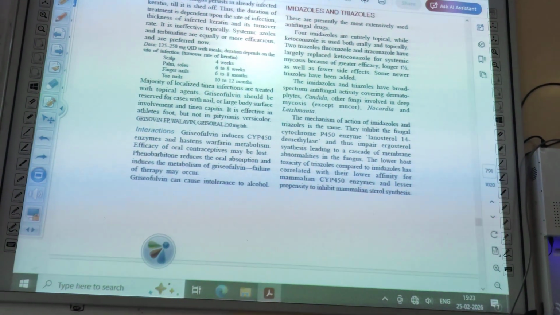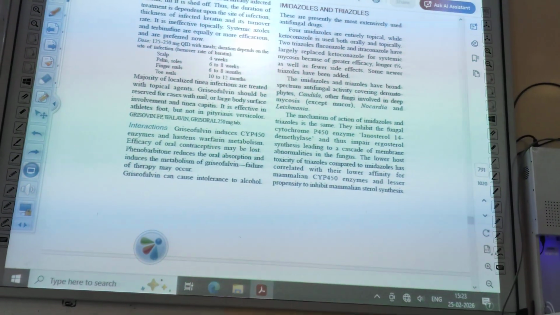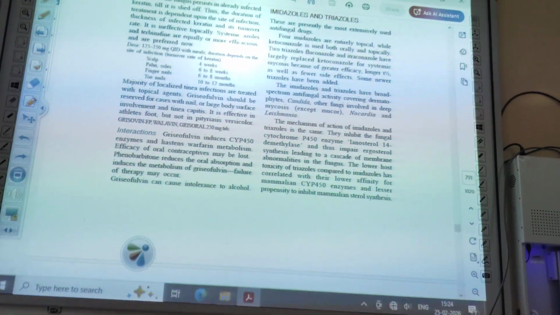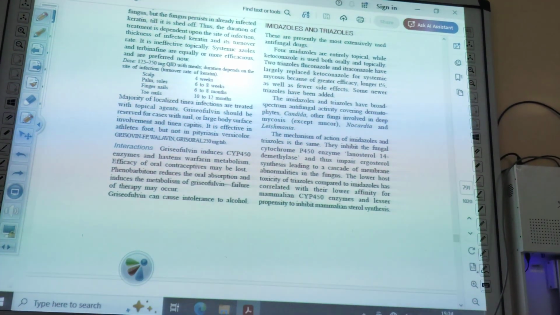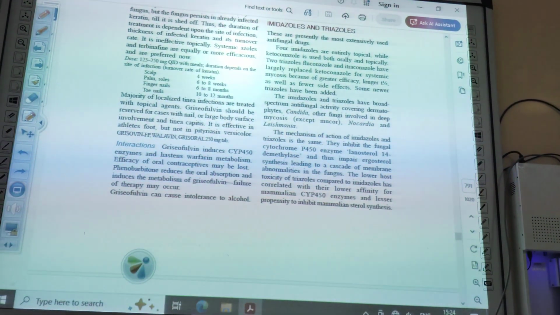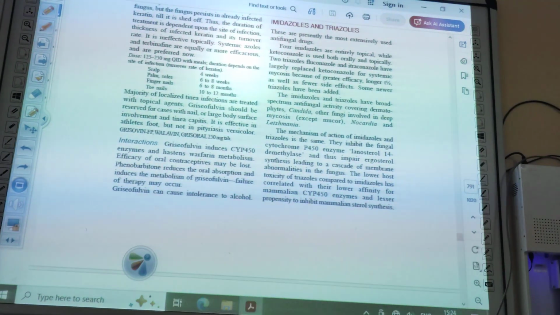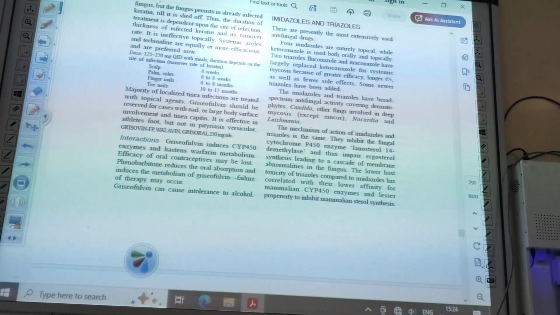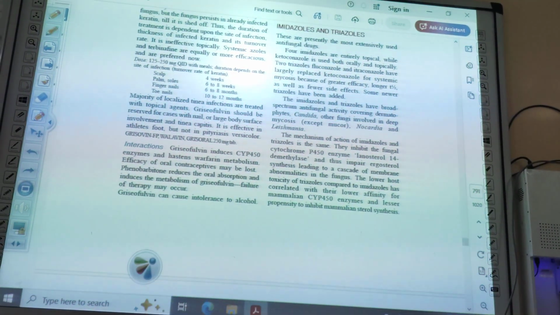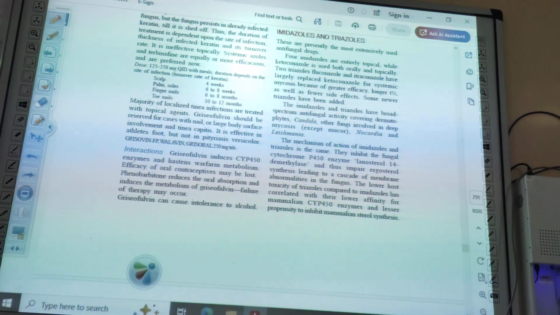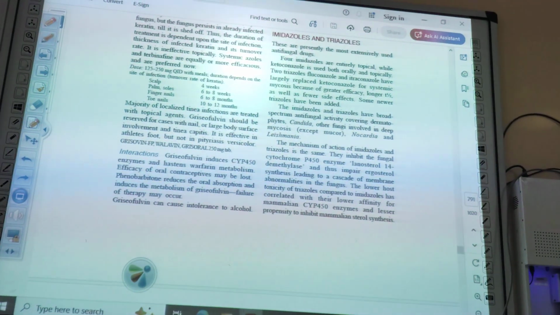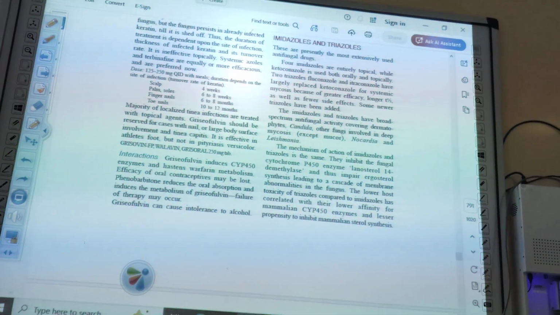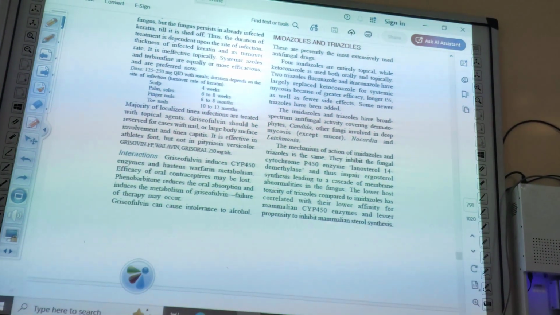Both imidazole and triazole have the same mechanism of action against fungal infection. And what is the mechanism of action? They inhibit the fungal cytochrome P450 enzyme. Only this you have to write; this is only one sentence. Both imidazole and triazole inhibit the fungal cytochrome P450 enzyme. This is the enzyme.